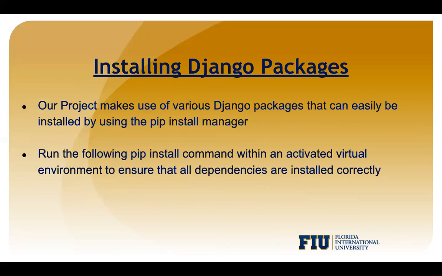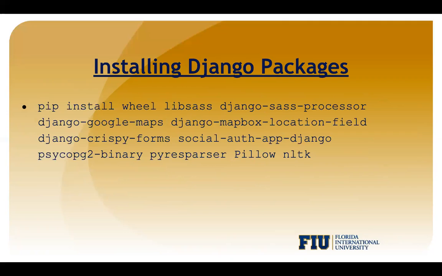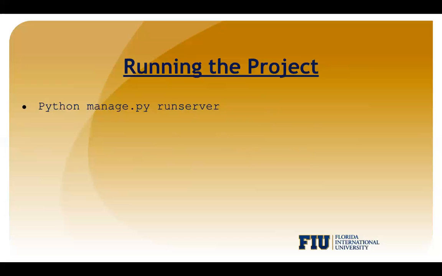After this, you're going to want to install all the Django packages, and we did a good job of making use of a lot of the Django packages that are available. You can install them using the pip install manager, and I set up a small pip install command over here that's going to install all the different packages that are required for our project. So you can go ahead and copy and paste this to install all these in your virtual environment. Once that's done, you're pretty much ready to run the project.